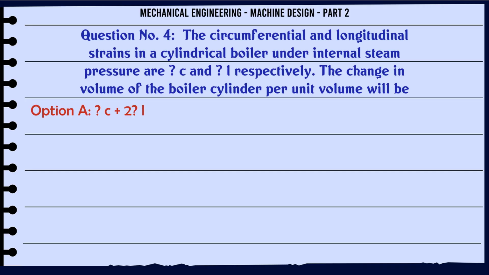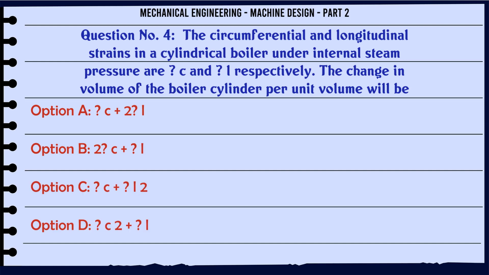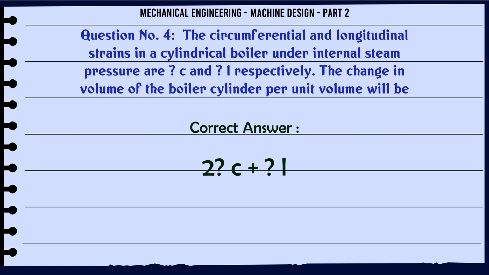The circumferential and longitudinal strains in a cylindrical boiler under internal steam pressure are C and L respectively. The change in volume of the boiler cylinder per unit volume will be A. C²L, B. 2CL, C. CL², D. C²L. The correct answer is 2CL.